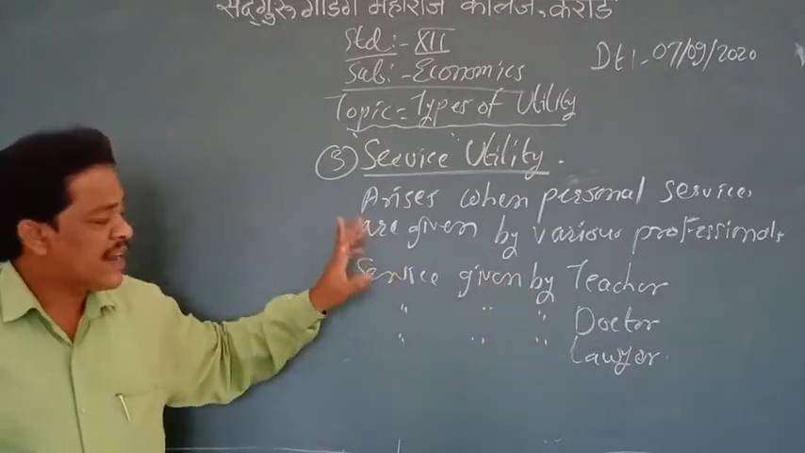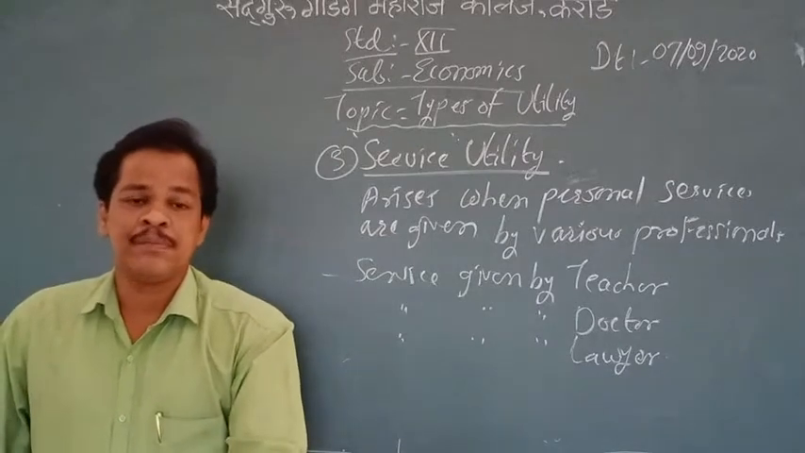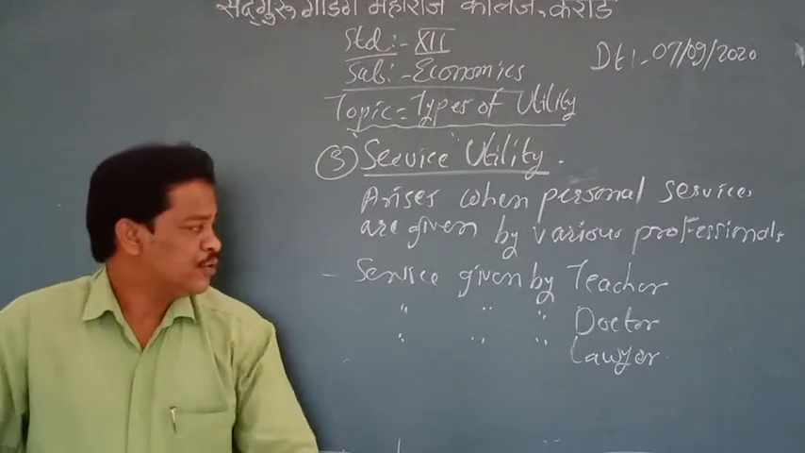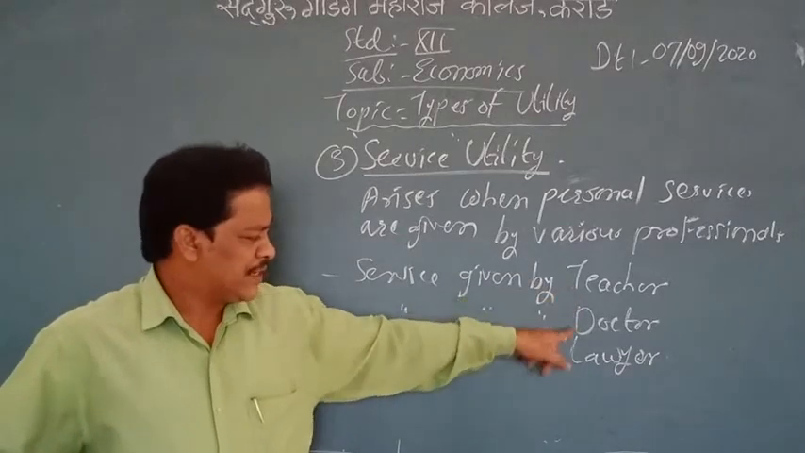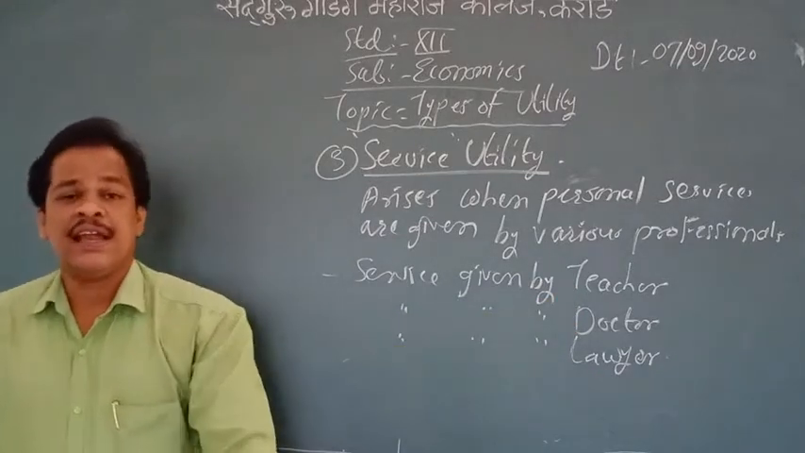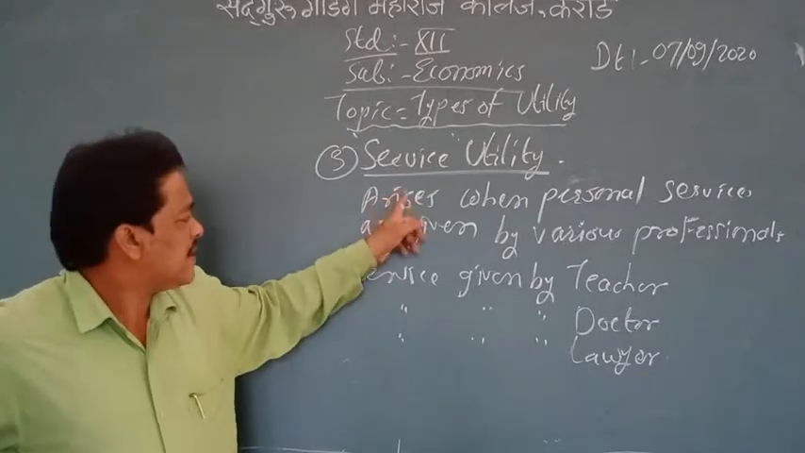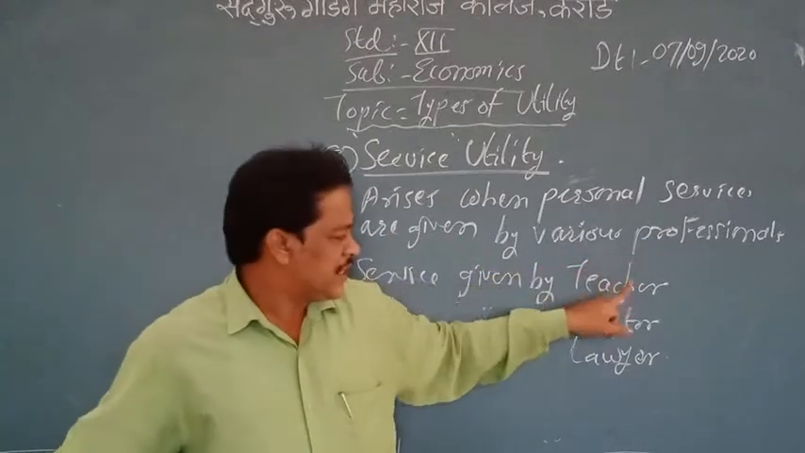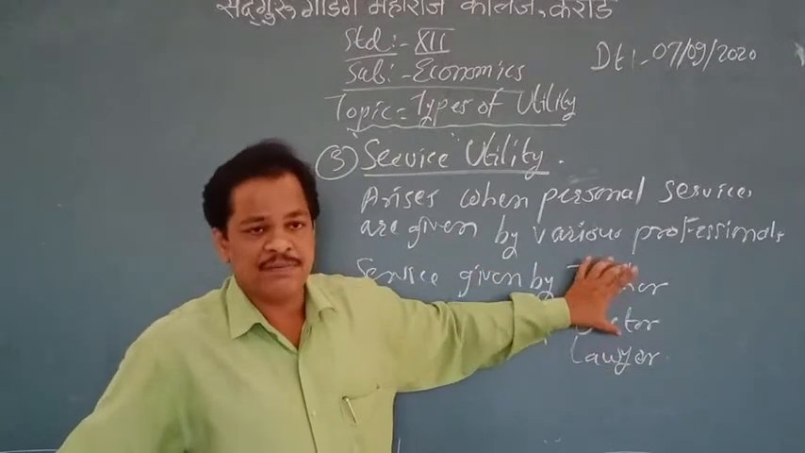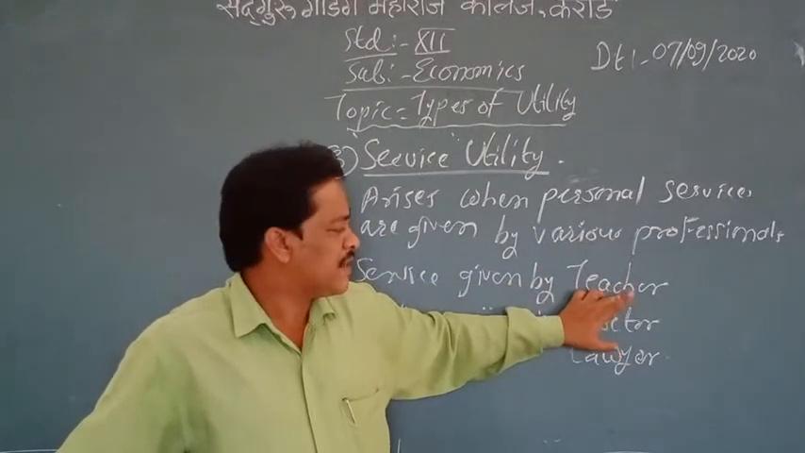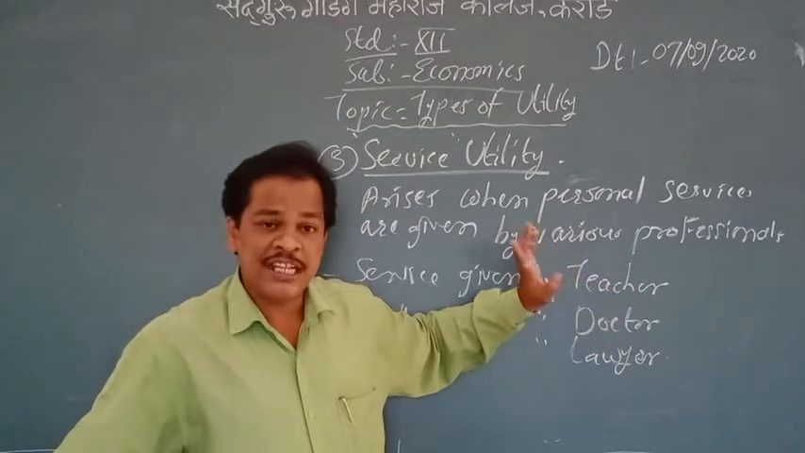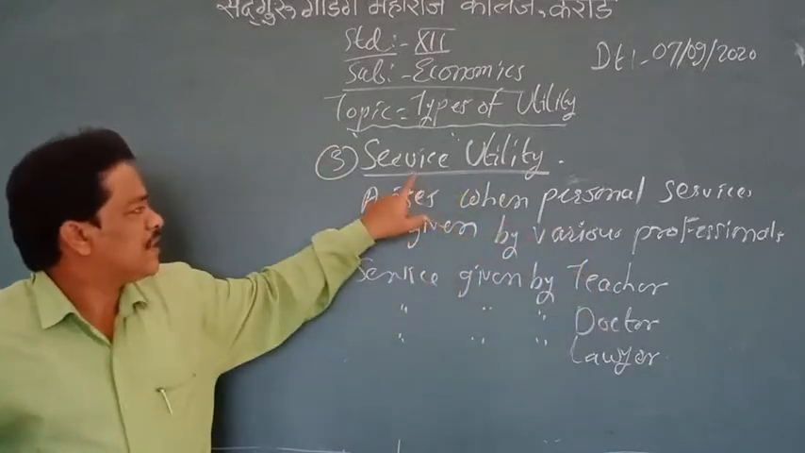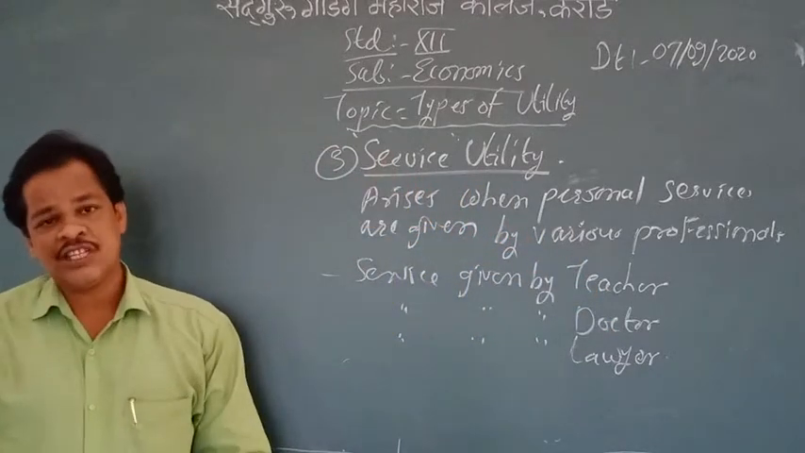So when any person is going to give any kind of service, it is important that the service must be paid according to his position, according to the demand of that person. Then only they can help you. So service utility arises when personal services are given by various professionals. These are the professionals: teachers, doctors, lawyers, professional persons. They are going to give their service, so that service must be paid properly. Then only this type of service is going to be given. That is about the service utility.